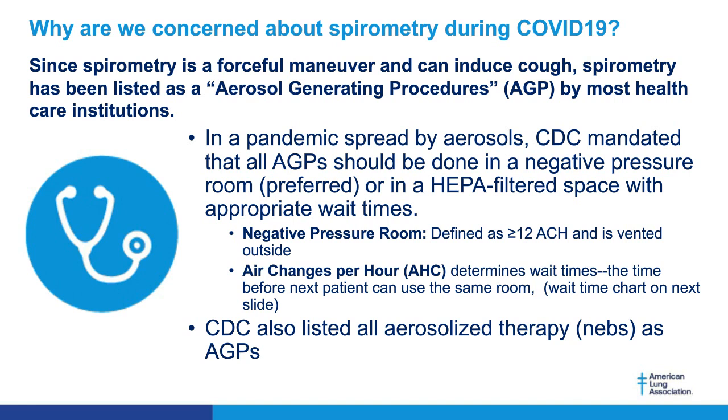The air exchanges, now a normal clinic room has about 4 to 6 air exchanges per hour. And so the wait time is directly related to how much and how soon the air turns over in that lab or in that procedure room. Also, CDC has listed all aerosolized therapies, nebulized treatments, as aerosol generating procedures. So even if you're going to give an albuterol neb, I'll talk more about that later. We've got some guidelines on that as well. Even if you give an aerosol neb, something like a nebulizer, an albuterol neb, you have to do it in a negative flow room, and the precautions are the same.